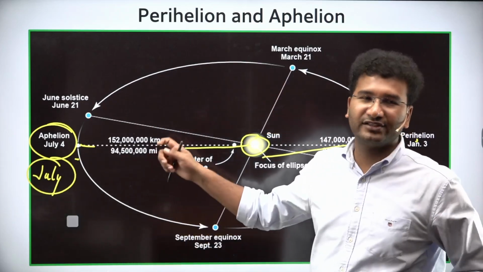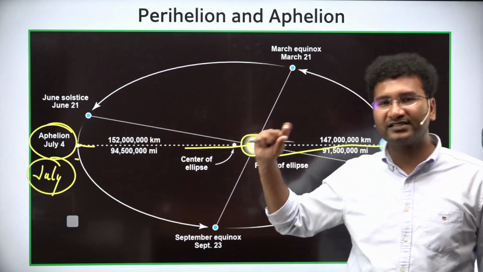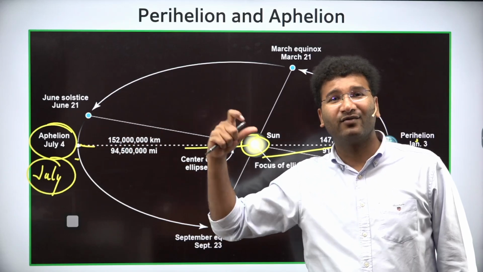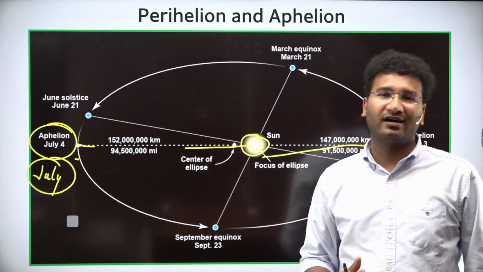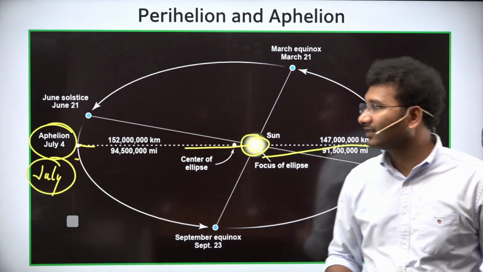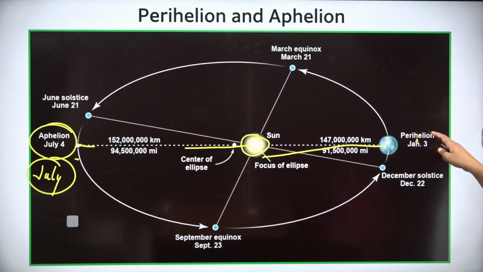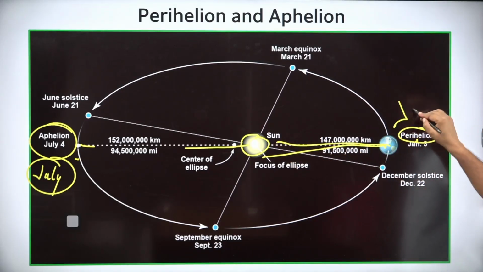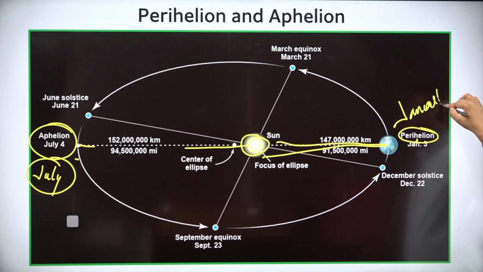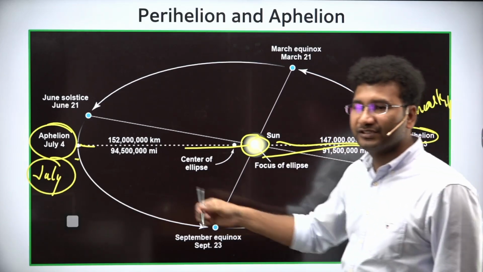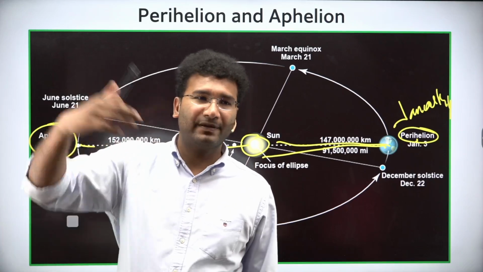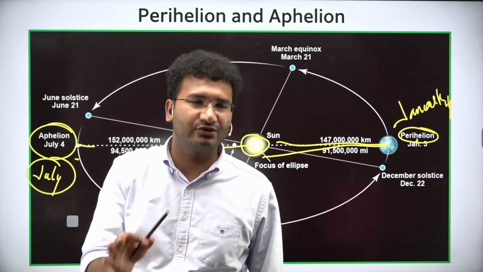Apogee is the word which is used for the moon. When the moon is apart from the earth, it is called apogee. When the moon is near to the earth, it is called perigee. Right? Now perihelion means it is with respect to the sun. Perihelion position is during January. Right? And the aphelion position is during the months of summer, June and July.